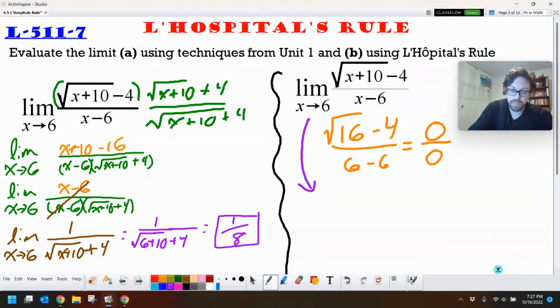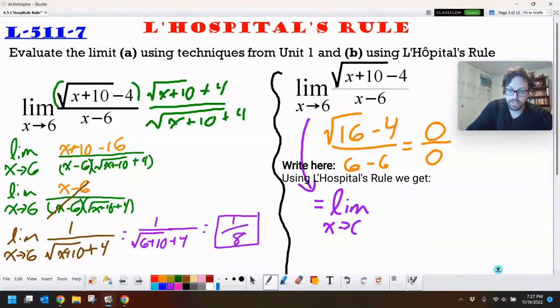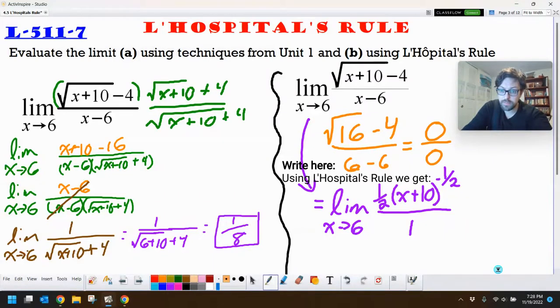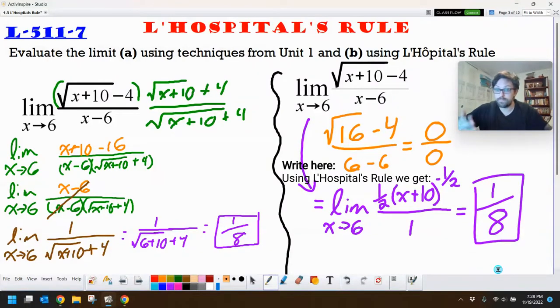So this limit is going to be equal to the limit as x approaches 6 of the derivative of our top over the derivative of our bottom, which is just going to be 1. Ooh, that'll be nice. And then the derivative of that top part is going to need a chain rule, so I'll get 1/2 times x plus 10 to the negative 1/2. And then when we do our direct substitution on this, we'll get a much nicer value. We'll get a square root of 16 in the denominator, because of that 1/2 exponent, and that'll be 1/8. Same limit, but found in different ways.